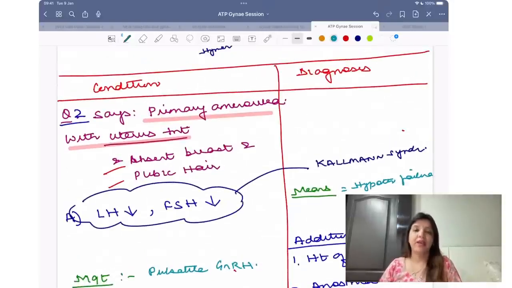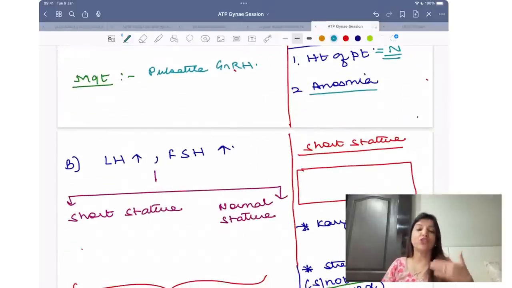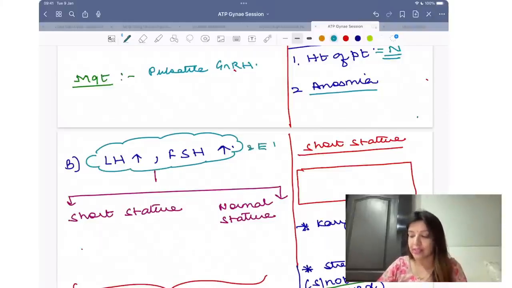Now after Kallmann syndrome, suppose they say the same question that there is primary amenorrhea, uterus present, breast absent, pubic hair absent. But now they are saying LH, FSH increased. Please remember children, whenever LH, FSH is increased and estrogen is decreased, it is called as hypergonadotropic hypogonadism.